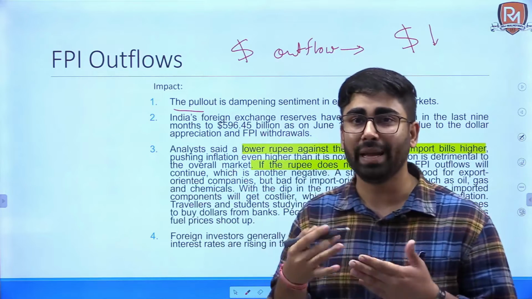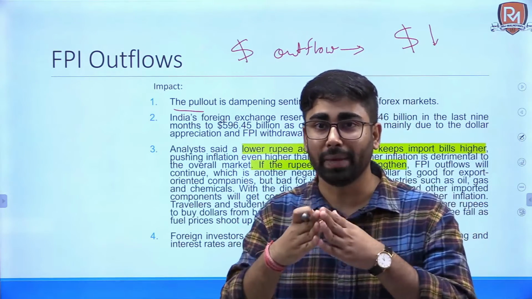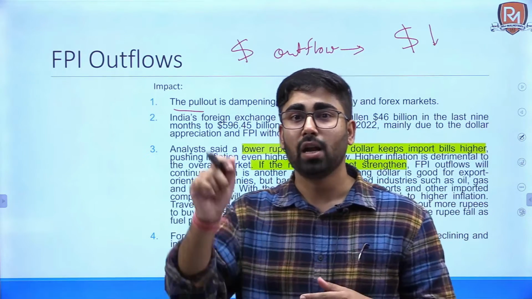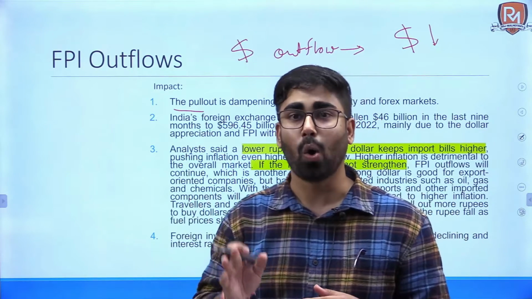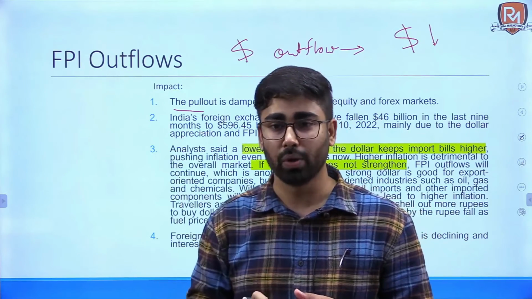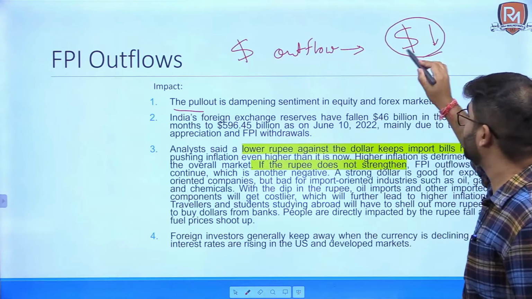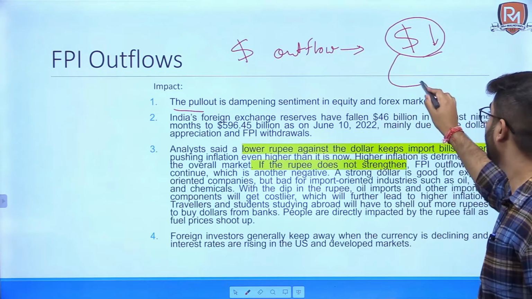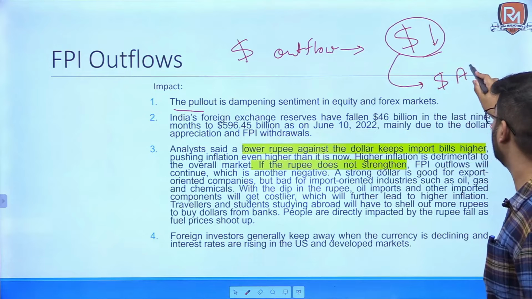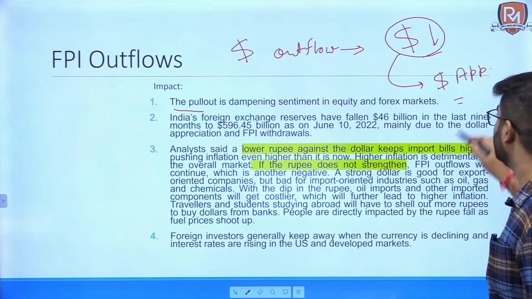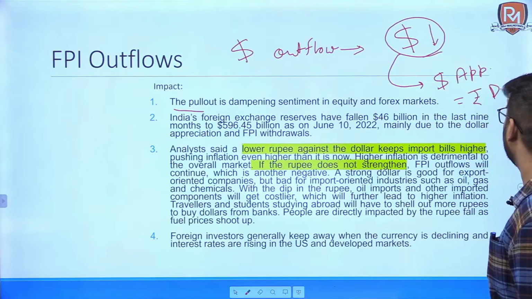Okay, because rupee is weaker. Now, more amount of rupee is required to purchase that much amount of oil or other imported products. Do you understand this? See, the supply of dollar decreased, that means dollar appreciated. It essentially means that rupee depreciated.